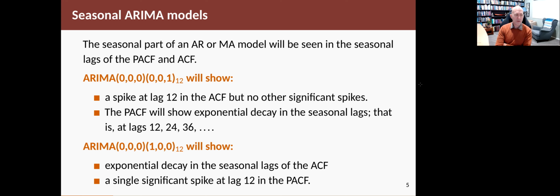So if you look at the last significant spike in the ACF on the seasonal lags, that gives you the seasonal MA(Q) order, if you're having a moving average model. If you're going to have an autoregressive model, you look at the last significant spike in the seasonal lags in the PACF.